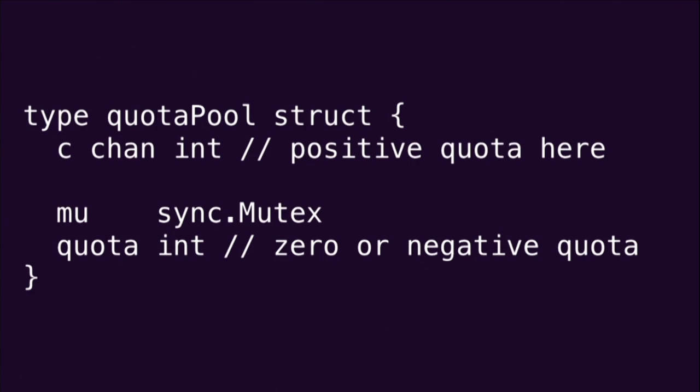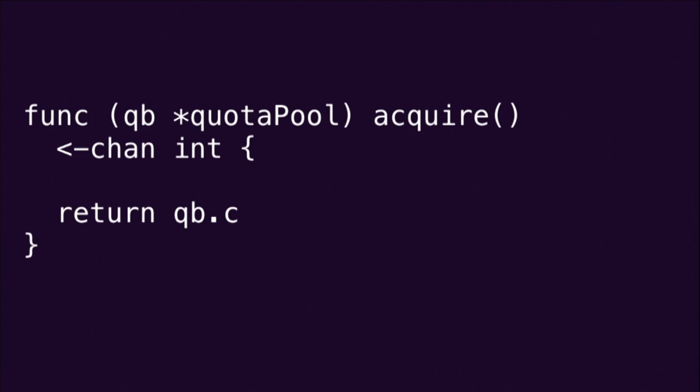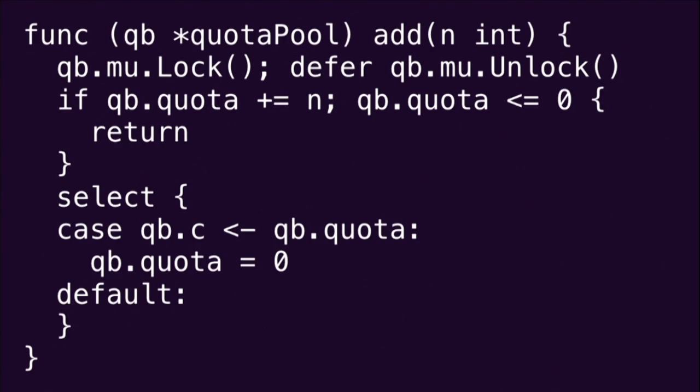So here it did not have these annotations at the time, but that's more or less what we're setting up for. The acquire function, pretty trivial, just returns the channel. Great. The add function is kind of interesting. It's protected by the lock. It does arithmetic to figure out how much quota is left over. And then it attempts to send that quota on the channel. And if it succeeds, then it zeroes it out so that the quota is conserved.